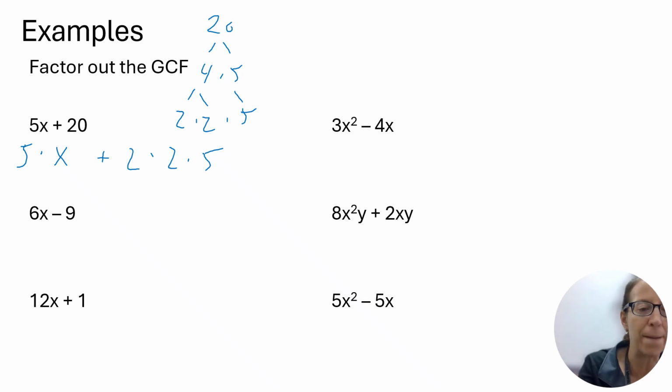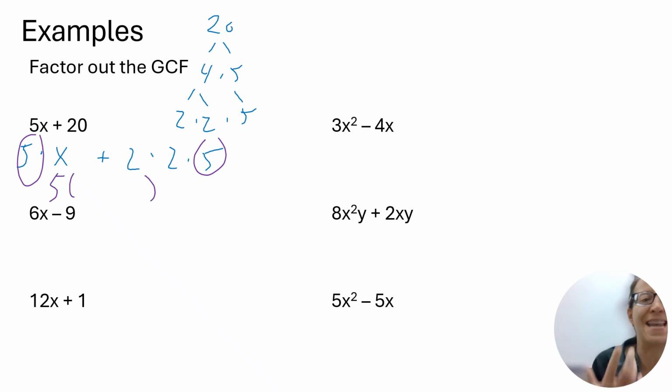And then you look at both groups. So we have 5 times x and 2 times 2 times 5. Well, the common factor there is 5. And so that's what's going to come out. And then anything that's not circled is what's still inside. So I have the x, I have the plus sign, and I have a 2 times 2, which is 4. And so we have now factored 5x plus 20. It factors into 5 times x plus 4.